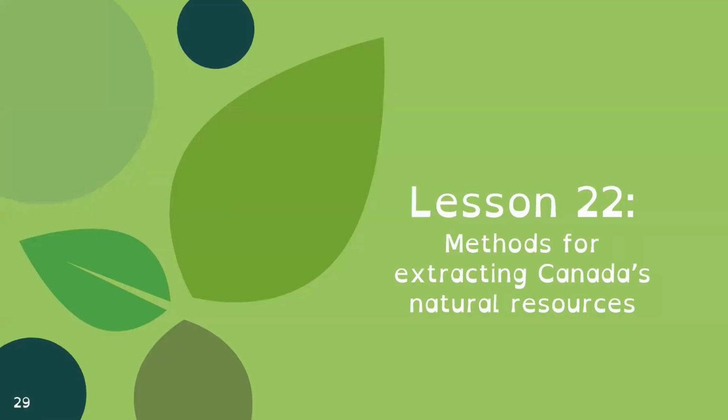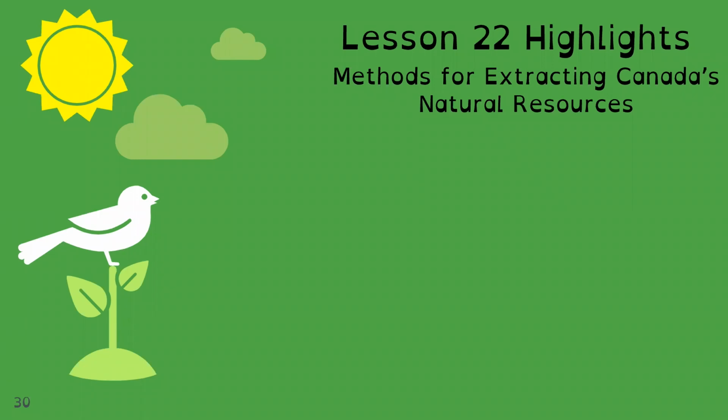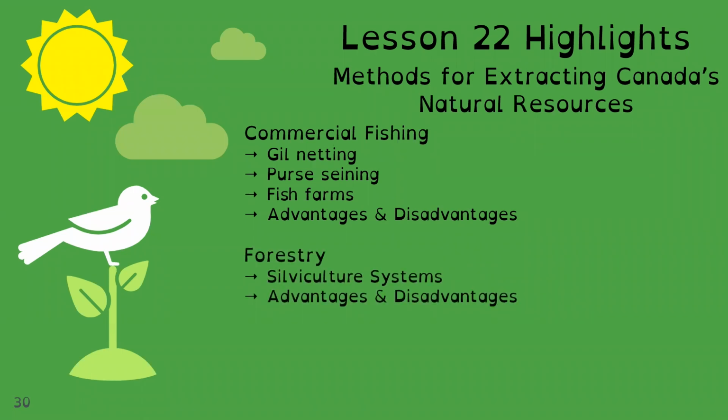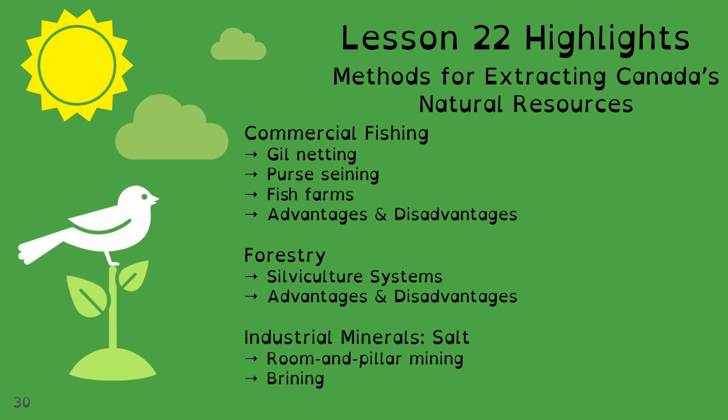All right, lesson 22, methods for extracting Canada's natural resources. So now that we talk about what our natural resources are, how do we get them out of the ground, basically, or out of the environment? So we talked about commercial fishing and the ways that that is done in terms of gill netting, purse seining, fish farms, and how there are advantages and disadvantages to all three of these methods. Then we talked about forestry and silviculture systems, so different ways that forests can be logged that have, again, advantages and disadvantages. And then we talked about industrial minerals, specifically mining salt, and room and pillar mining systems, and also brining mining systems.